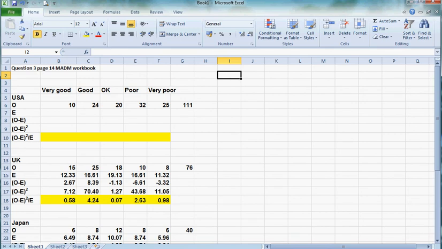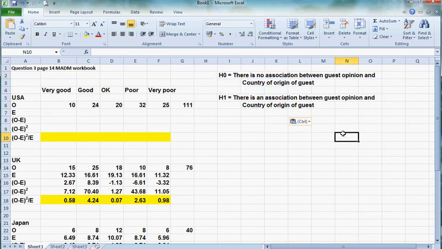So the very first thing we do is state our hypotheses. H0, always the null hypothesis: there is no association or relationship between the guest's opinion and the country of origin of that guest. H1 is always the opposite: there is an association or relationship between the guest's opinion and the country of origin of that guest. We are also told in the question to test at the 5% level of significance.